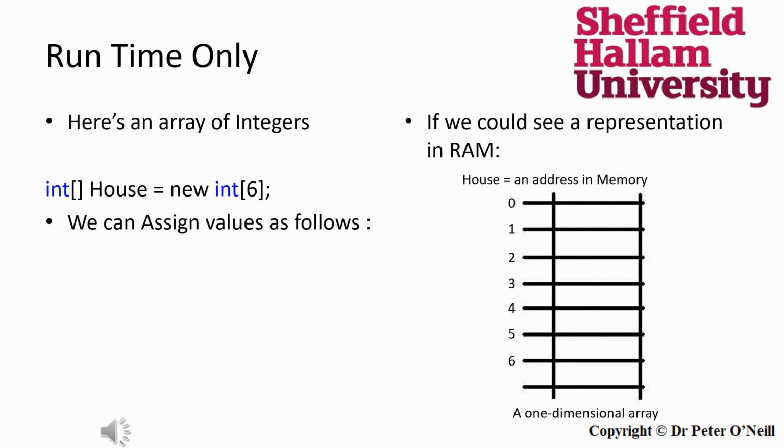We can assign a value as follows. So house at offset 2, or element 2, will equal 300. And here we are, offset 2 equals 300. House offset 5 will equal 0.